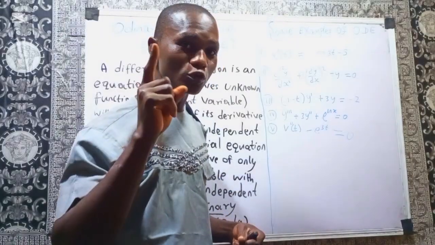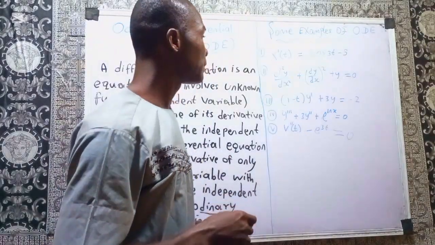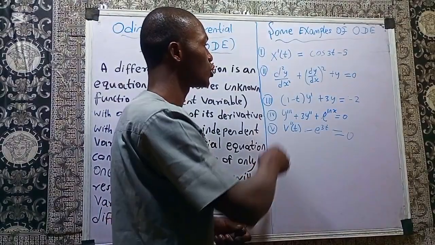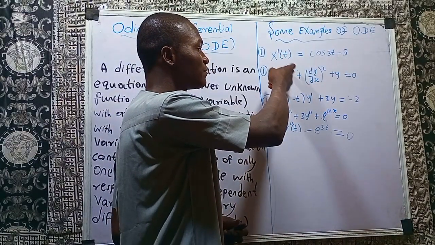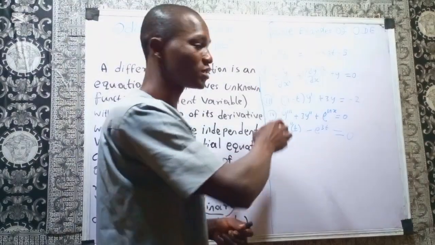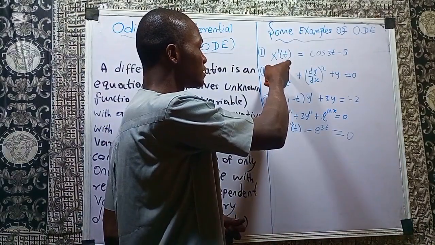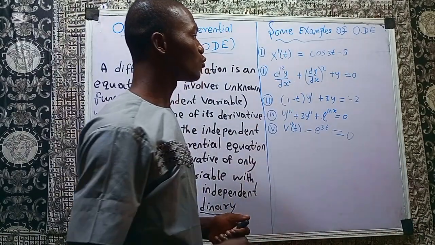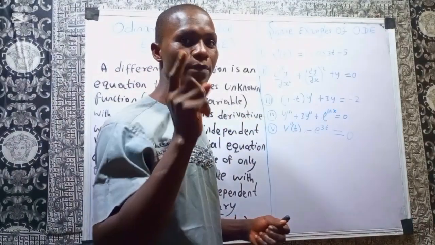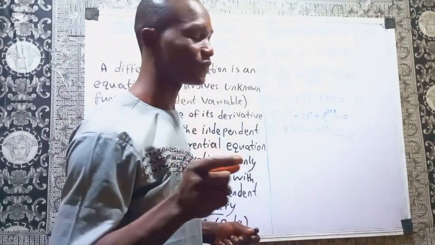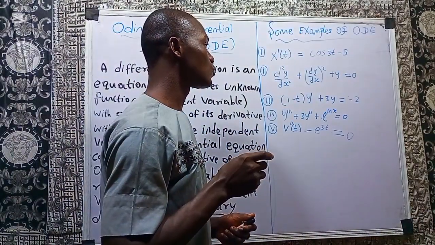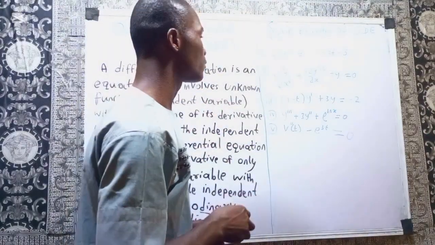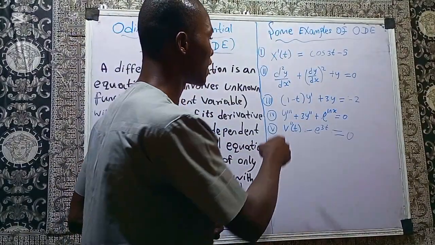A single independent variable. What is that single independent variable? X. Because you are finding the derivative of y with respect to what? X. So this thing is the derivative of y with respect to x. So we have the derivative of only one dependent variable with respect to only one independent variable, a single independent variable.